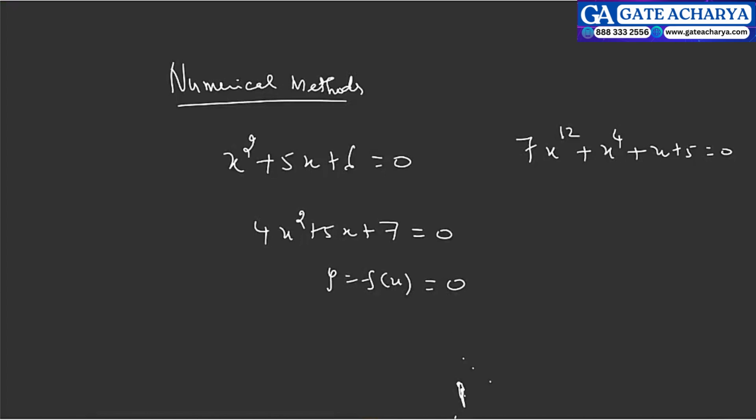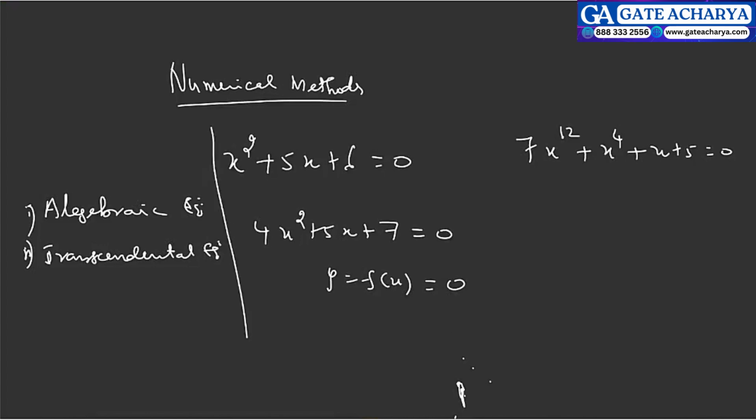In numerical methods, we have 2 different types of equations. One is algebraic equations, and the second one is transcendental equations. We find the solutions of these 2 types of equations. An equation is any function equal to 0. If the function involves only algebraic terms in the variable, it is called an algebraic equation. But what are transcendental equations?